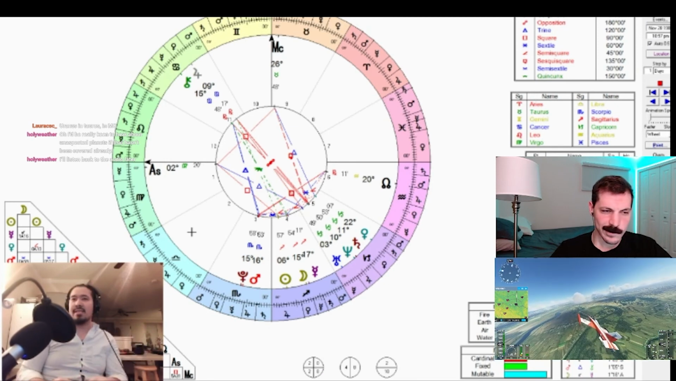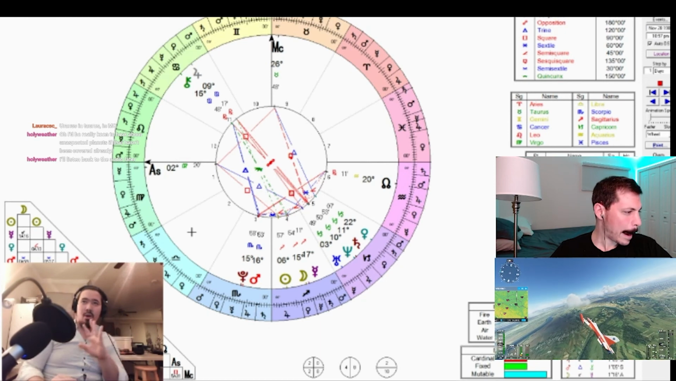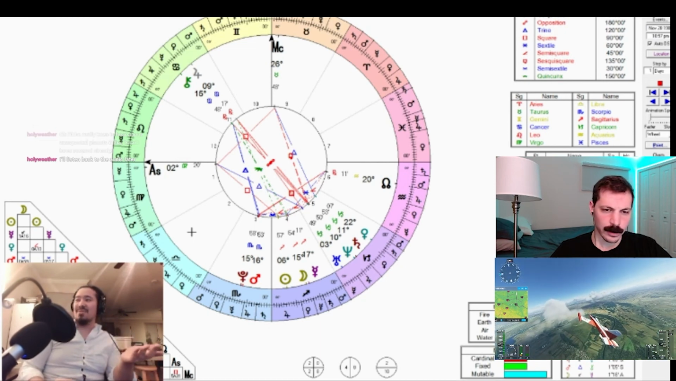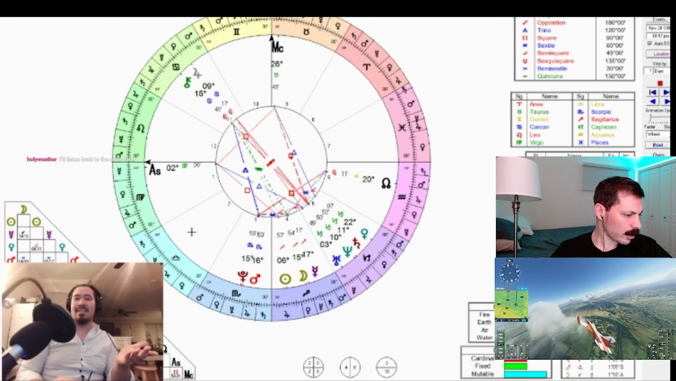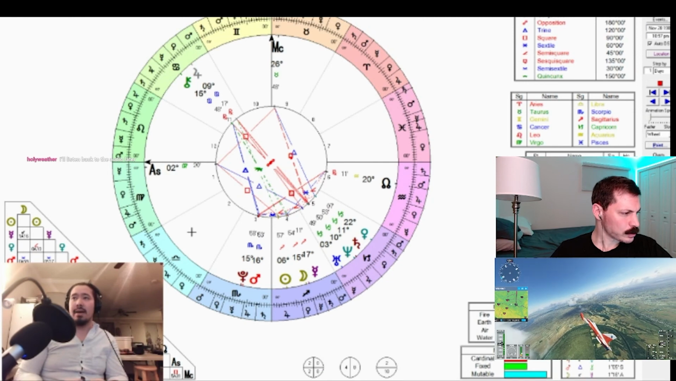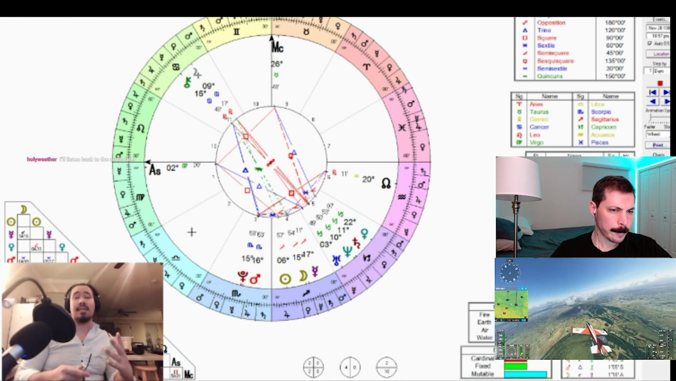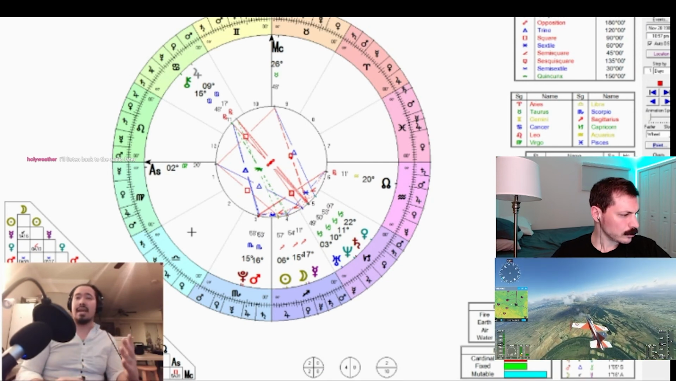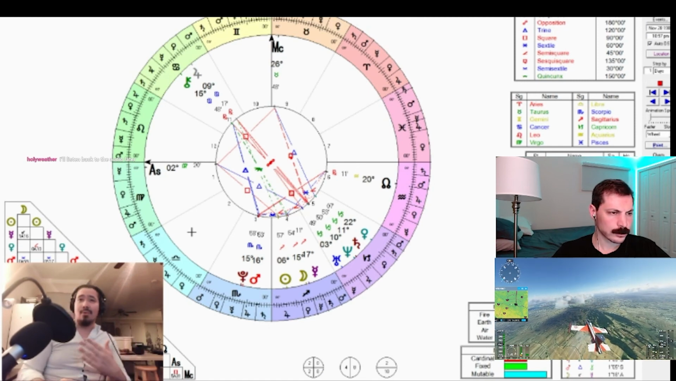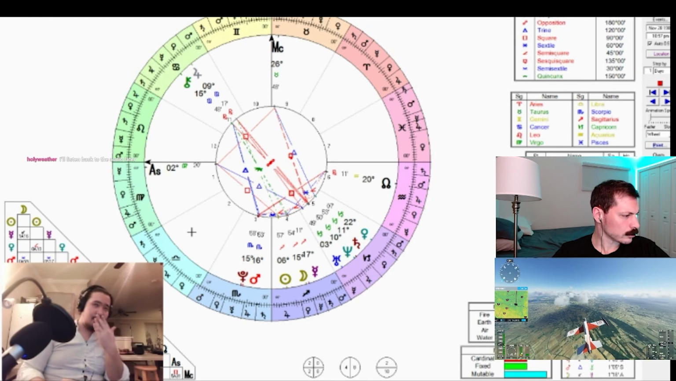Because otherwise you might look at the second house and say, oh, empty second house means nothing happens there, that this person has no money. Like they don't ever own anything, which just doesn't happen. So it's just reduced emphasis, but can still get triggered by very big events. Even if you have a totally empty second house, if you get a Pluto transit there or a Saturn transit there, watch out, hold on to your shit, basically, pardon my French.